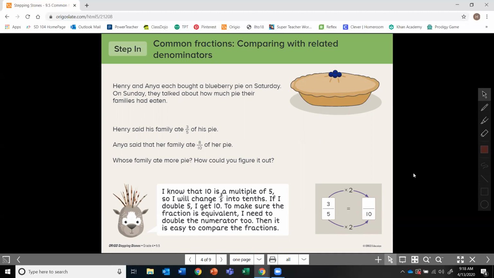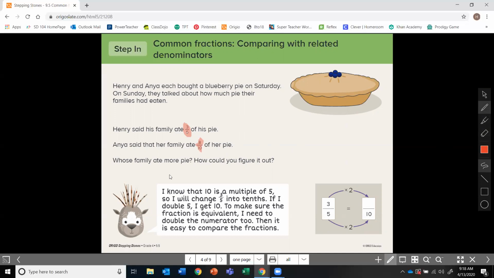The step in problem says that Henry and Anna each bought a blueberry pie on Saturday. On Sunday, they talked about how much their families ate of the pie. Henry said his family ate 3/5. I'm going to go ahead and highlight that. 3/5 of his pie. Anna said that her family ate 8/10 of her pie. Whose family ate more pie? How can you figure it out?